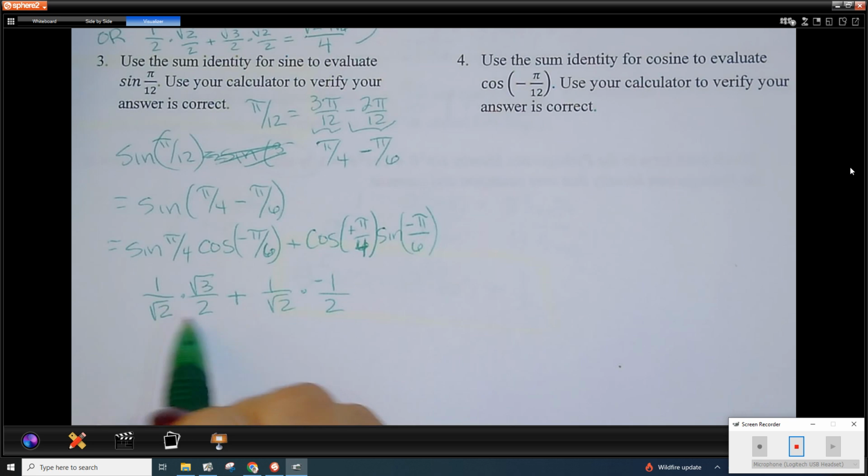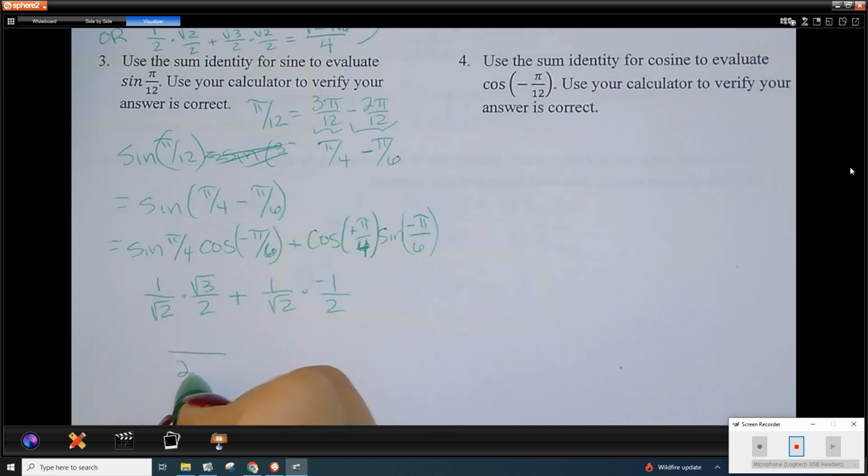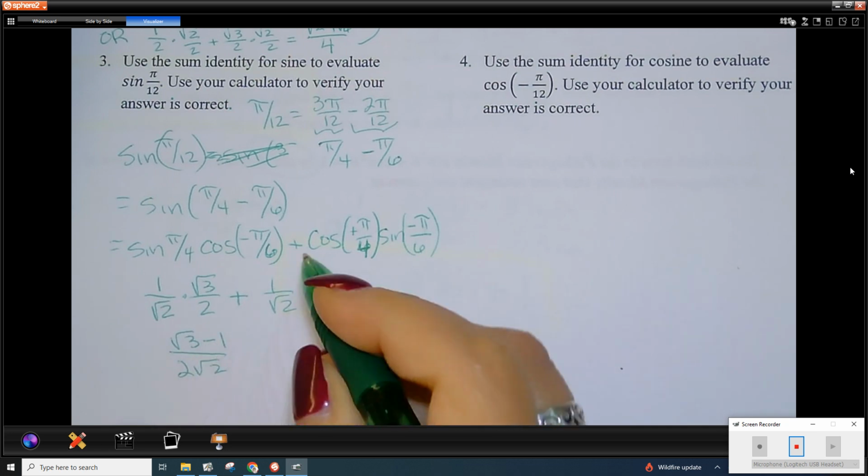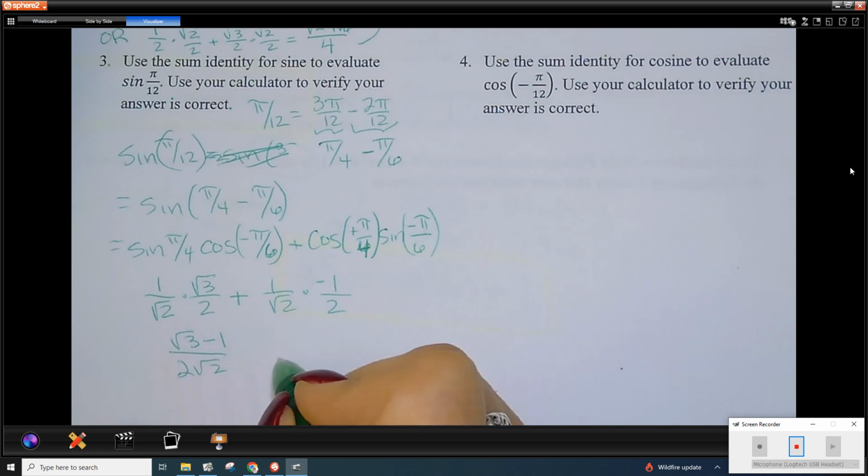So again, we have the same denominator, so I'm just going to write it once. Here I have the square root of 3, negative 1, so it's a minus 1, which in the calculator comes out to 0.259.